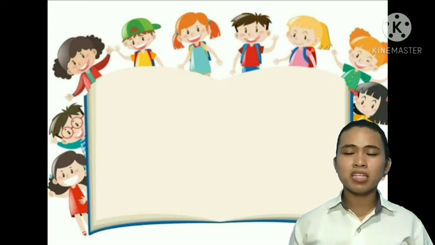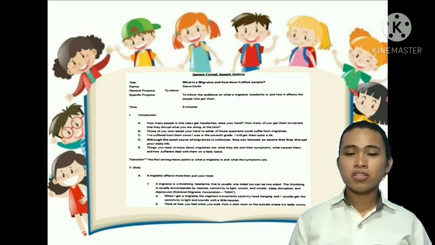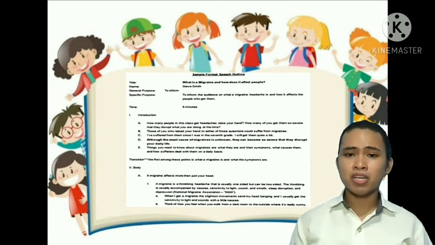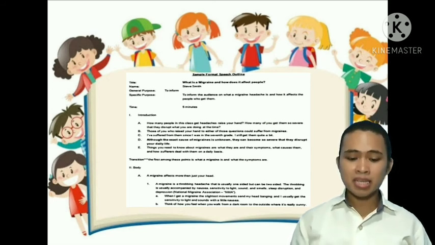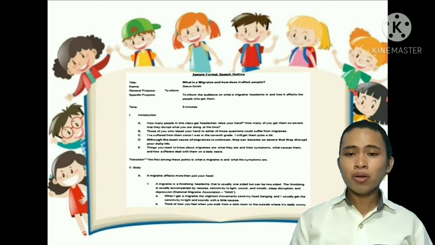So now we will proceed to the illustration of the sample formal speech outline. In the formal speech outline, it has a title of your speech, then name of the speaker, general purpose, and specific purpose. It also has a time duration. So in the sample formal speech outline, it has an introduction, body, and conclusion. In your introduction, it has a guide question so that you can create your introduction. And in your body, you have to write all about your topic, and then the conclusion.